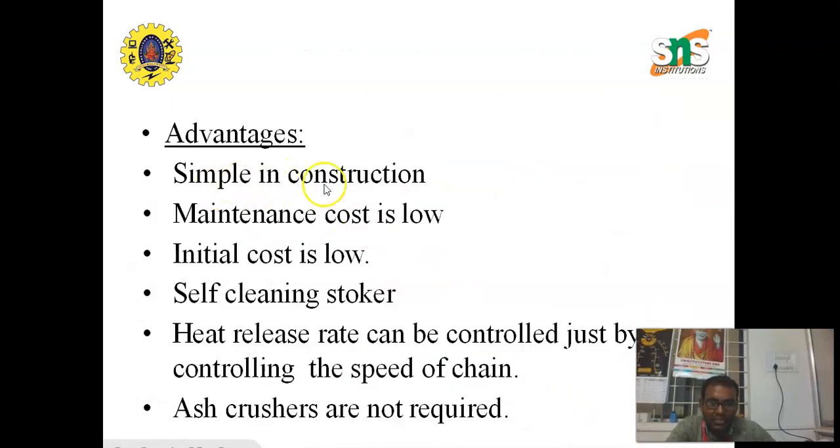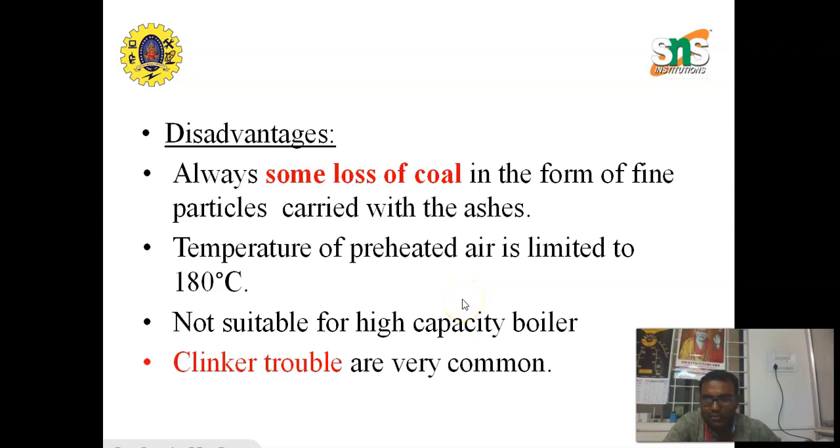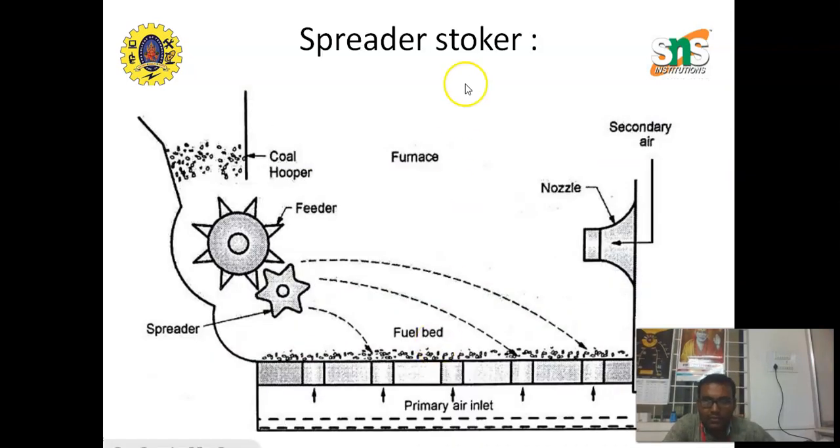Advantages are: it is simple in construction, maintenance cost is low, initial cost is low, it is a self-cleaning stoker, and the heat release rate can be controlled just by controlling the speed of the chain, and crushers are not required. Limitations are: some loss of coal in the form of fine particles carried along with the ashes. The temperature of preheated air is limited to 180 degrees Celsius, so it is not suitable for high capacity boilers. Clinker trouble is very common.